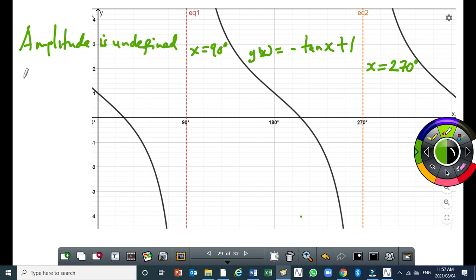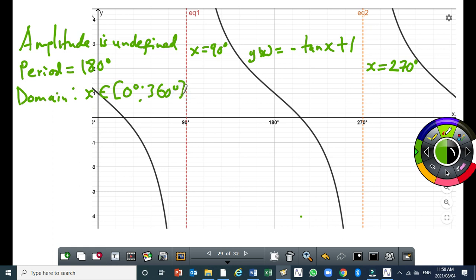The period is equal to 180 degrees. Then your domain, it will be x is an element. We are starting from 0 degrees up to 360, but we have to put conditions. But x is not equal to 90 degrees or x is not equal to 270 degrees.